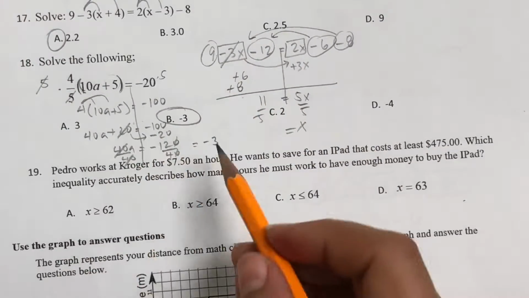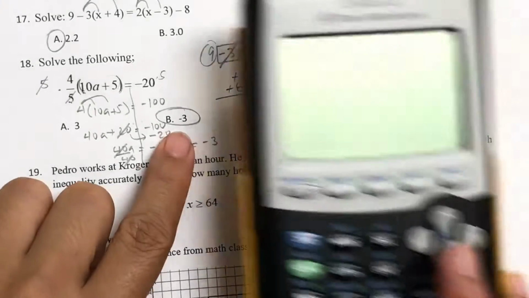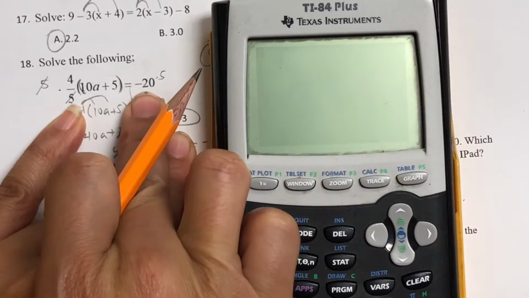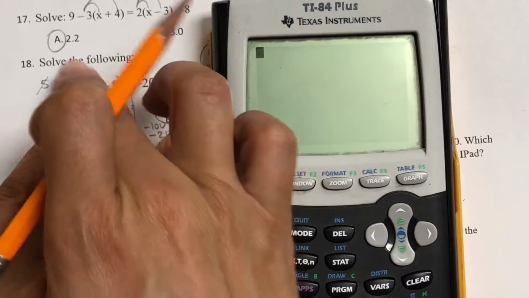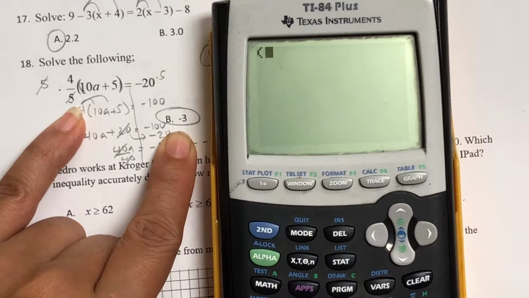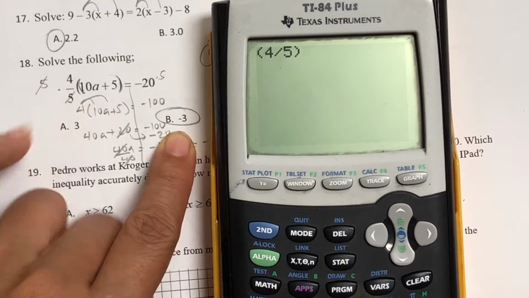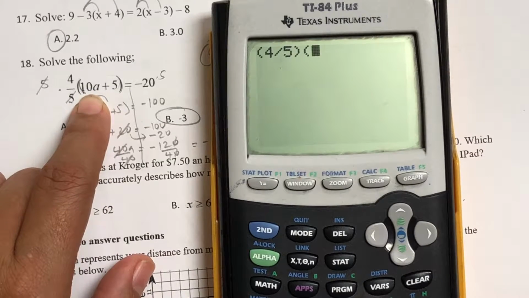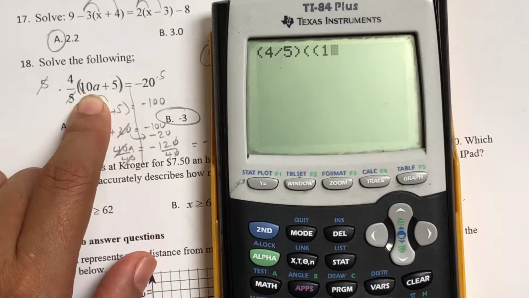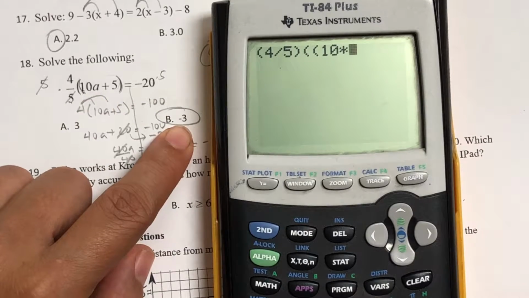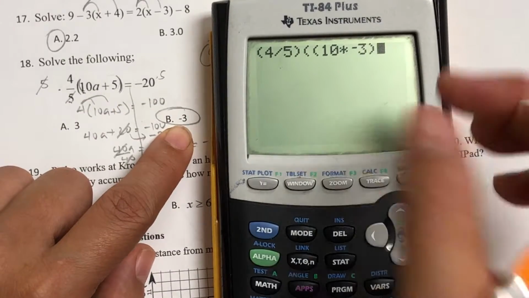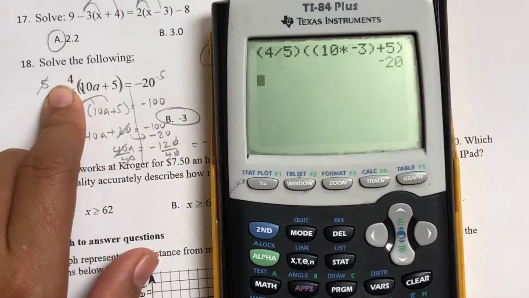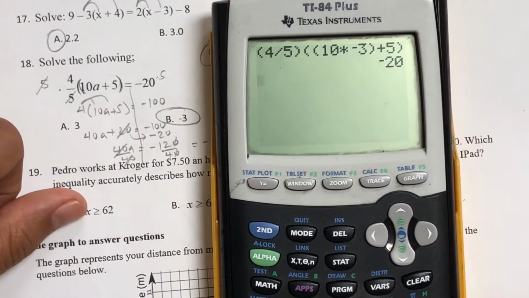Now, faster than doing that is plugging it in. I'll just show you with the answer, since I know what the answer is. But you would just plug this into the calculator, whichever one equals negative 20. So how do I put a fraction? Every time I put in a fraction, I'm going to put it in parentheses, so 4 over 5. Then I open another parenthesis, and I have to do this multiplication, so I'm going to do that in parentheses again, so 10 times negative 3. Make sure you use negative and not subtraction. That takes care of that, plus the 5, and then close the parentheses. If that's equal to negative 20, then I'm right.